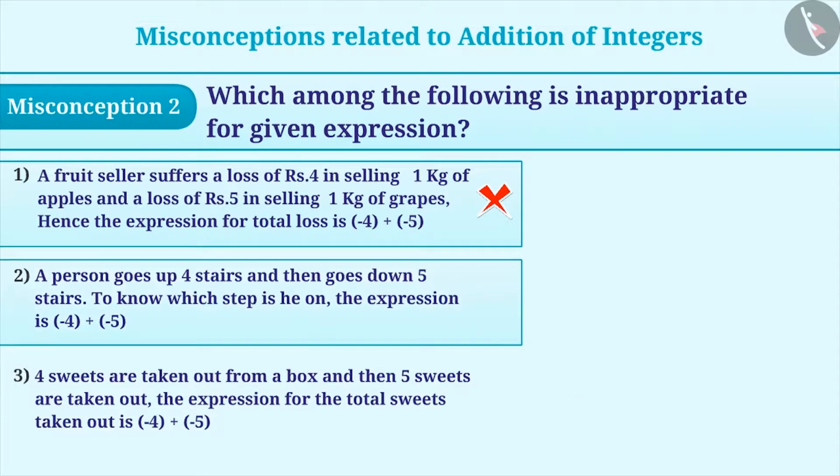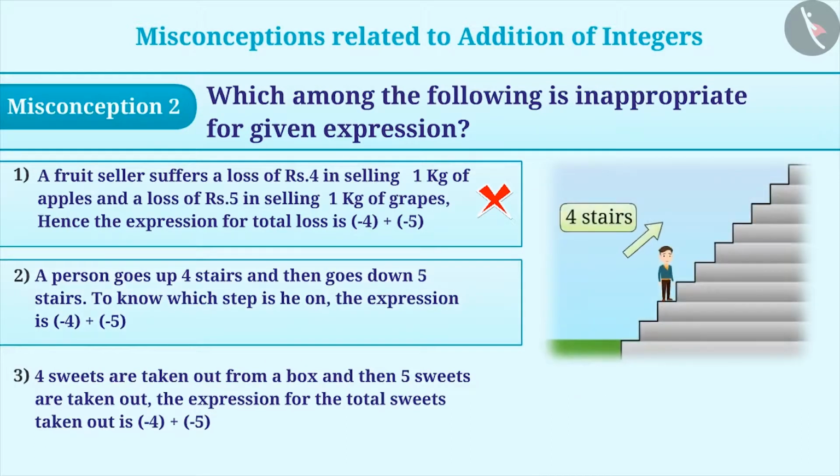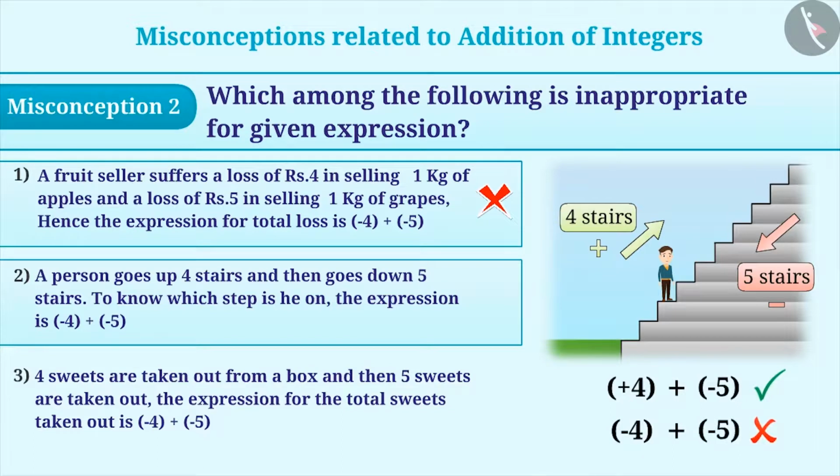The second statement shows that a person first goes up 4 stairs and then goes down 5 stairs. Here, we represent upward direction as plus sign and downward direction as minus sign. Therefore, to find the current position, use the expression plus 4 plus minus 5 instead of minus 4 plus minus 5. Thus, statement 2 is incorrect for the given expression. This means option 2 is the correct answer to the given question.